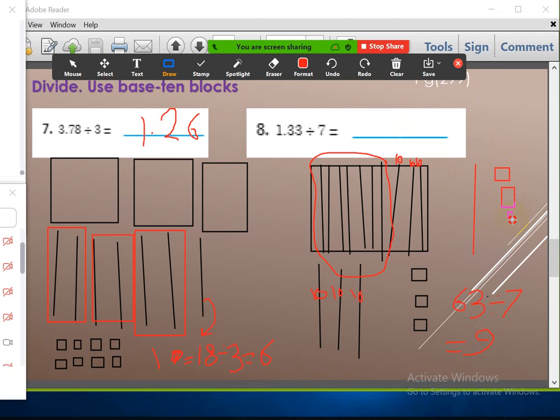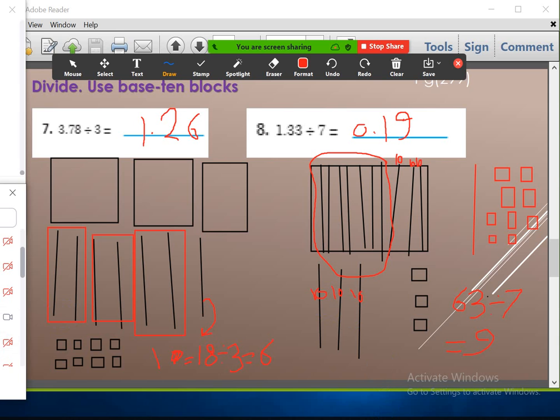9 small cubes and 1 long. Okay, so what is the number? 1, 2, 3, 4, 5, 6, 7, 8, 9. What is the number, Ragad? 1 long means I have 1 in the tenths. 9 small cubes means I have 9 in the hundredths. Very good. 0.19. Very good, Ragad. Thank you so much for helping me.